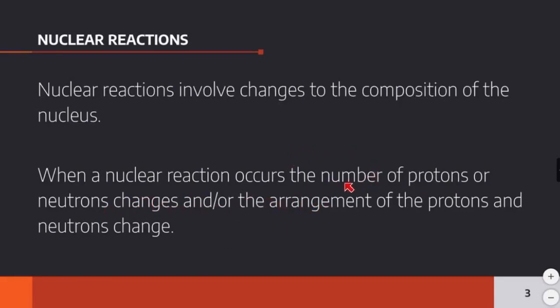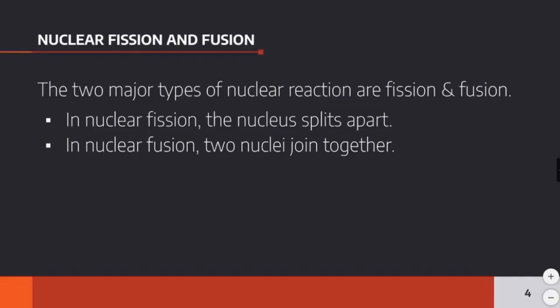So when we say the number, we mean we start off with 5 protons and maybe we end up with 4 protons, or we start off with 7 neutrons, we end up with 8 neutrons. When we say arrangement, we mean that maybe we start off with 4 neutrons over here and 3 neutrons over here, and afterwards we end up with a big chunk of 7 neutrons. Just their location changes and the way they're arranged with each other changes. And so nuclear reactions involve one of those two things, either a change in the number of protons or neutrons, or a change in the arrangement of the protons and neutrons in the nucleus.